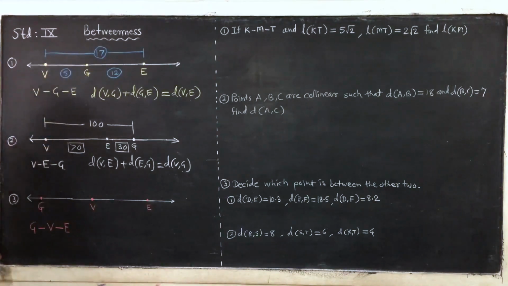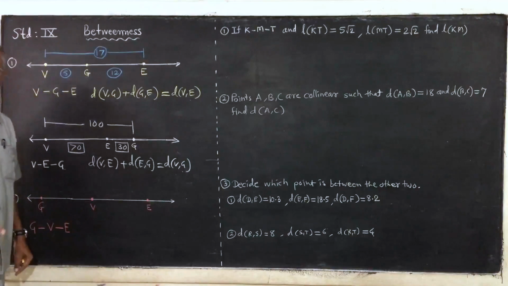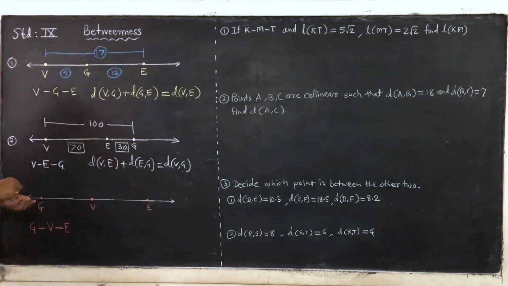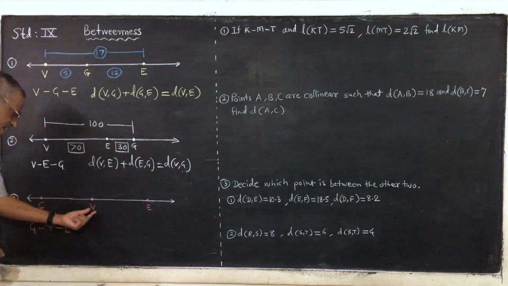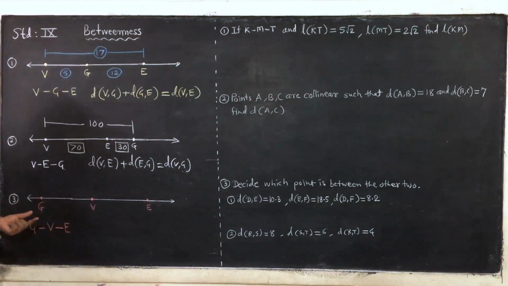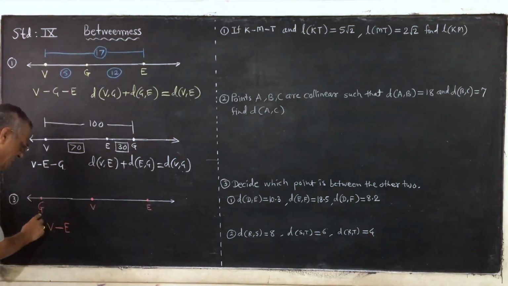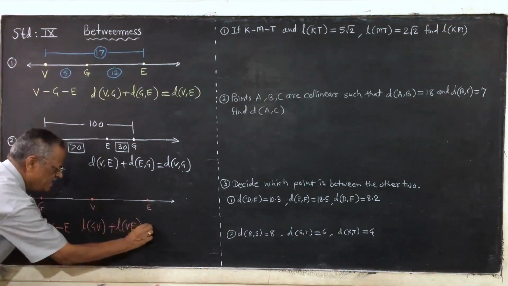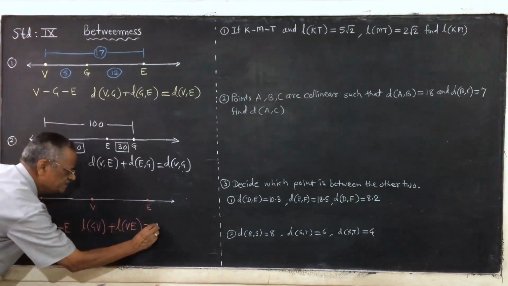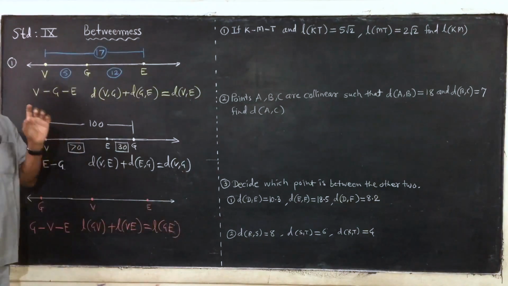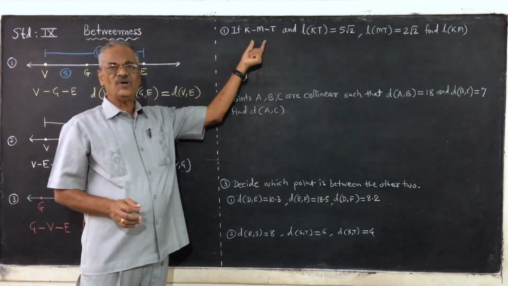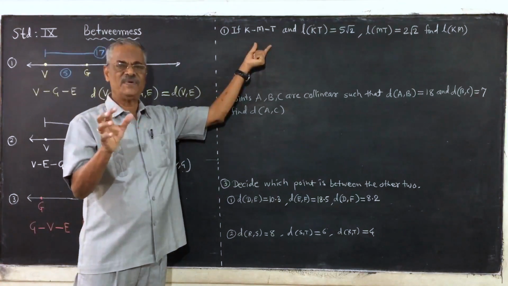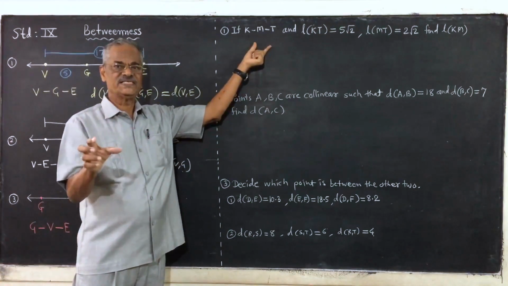What is required? All the points must be collinear, then there is betweenness. So what about the third? B is between C and E. So what is the formula we are getting? We can use length also: length of CB plus length of BE is equal to length of CE. That is the equation. This is about betweenness. Let us try to solve some examples about this property, betweenness.